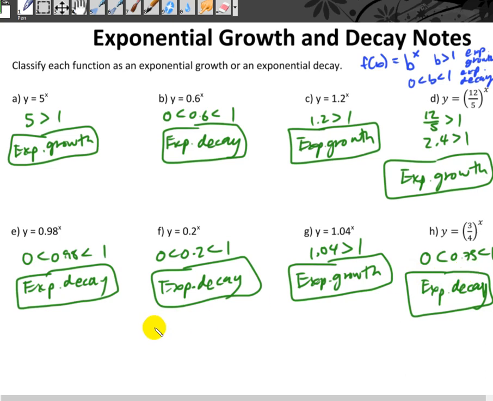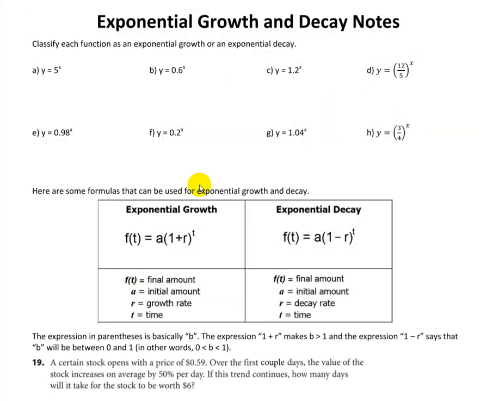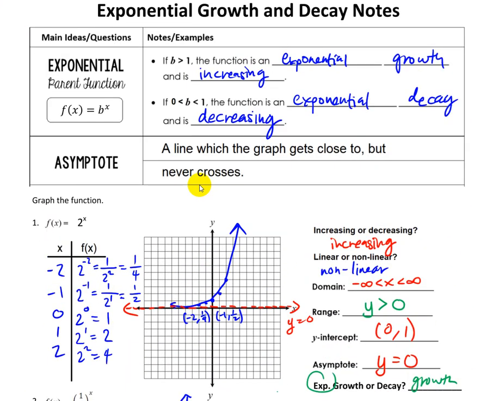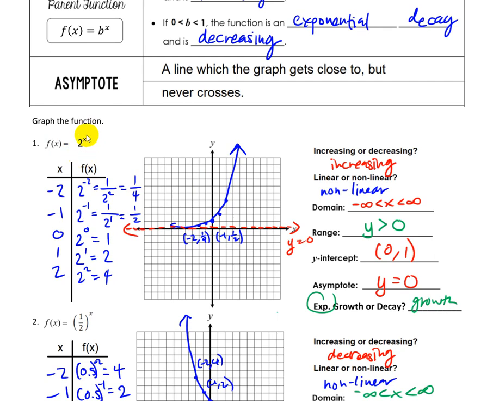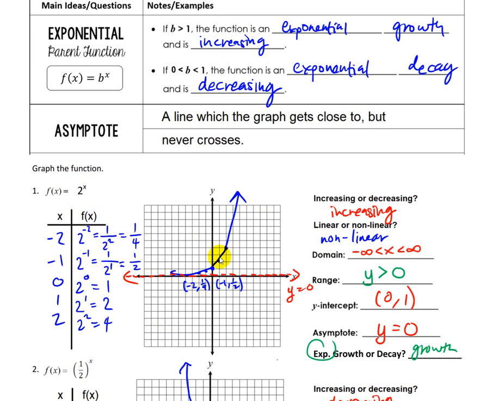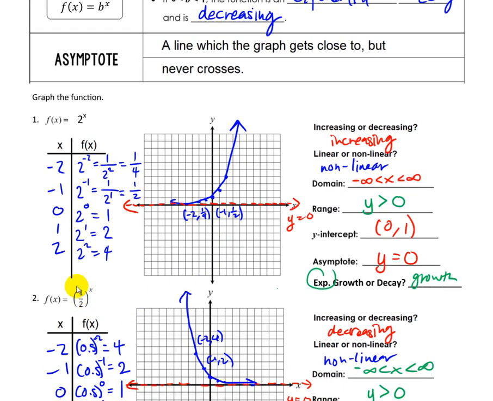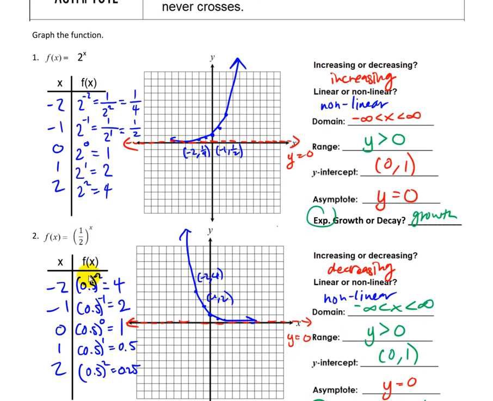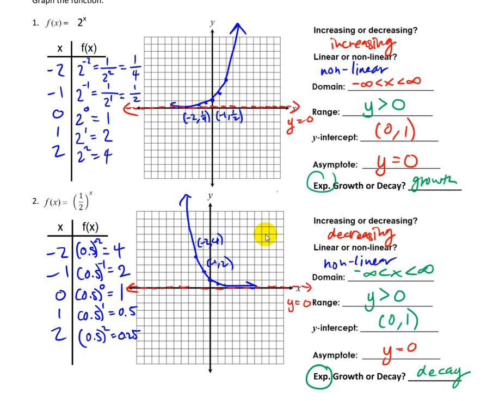If I went back to what I showed you earlier here, this is why, if this number here is greater than 1, this represents exponential growth. If this is 1/2, which is 0.5, it's between 0 and 1, it's going to show something decreasing. That is represented by exponential decay, all right?